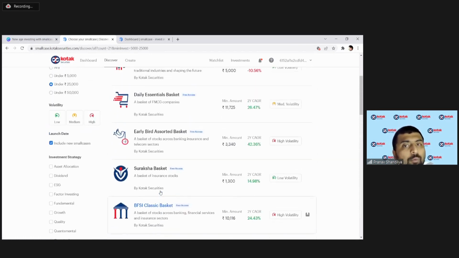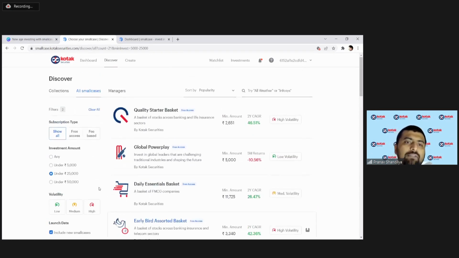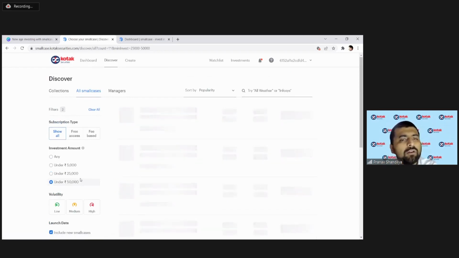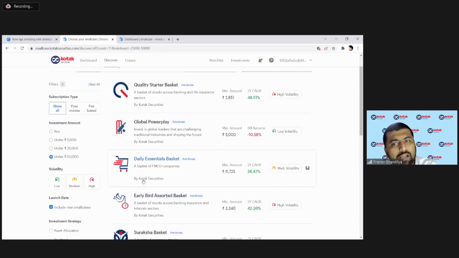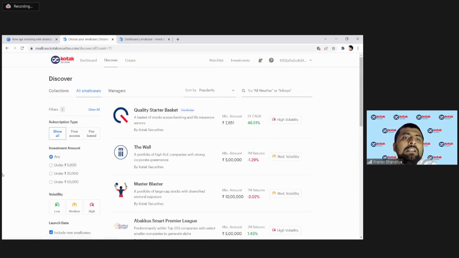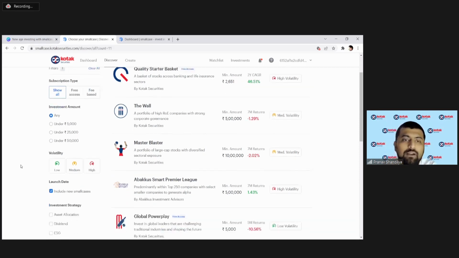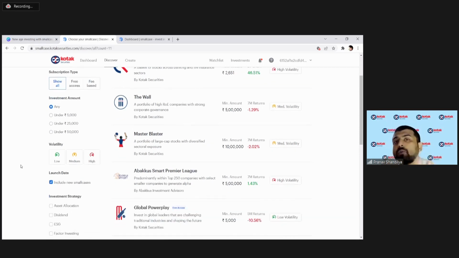So I hope it is becoming clearer to all the investors who have come today. If you want to start your investment journey with a slightly higher amount, click on under 50,000 and you will have those kind of portfolios visible. So that is how you can use the investment amount filter to segregate small cases based on your minimum ticket size requirement. Apart from that, the most important feature that we have for you is volatility.